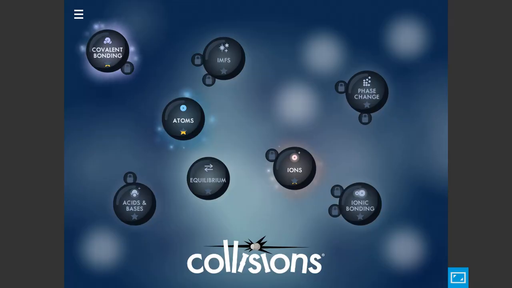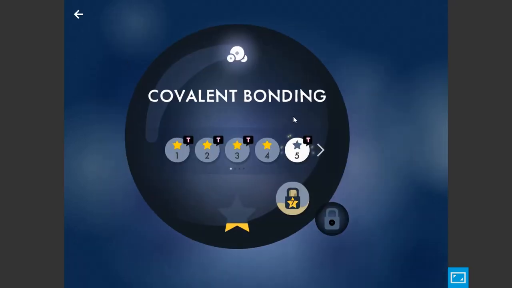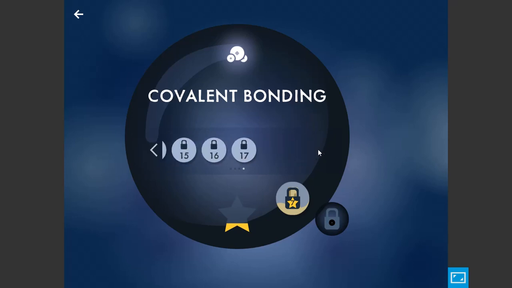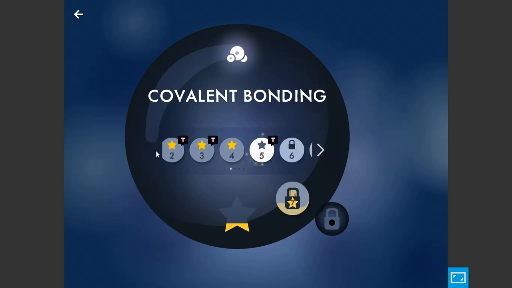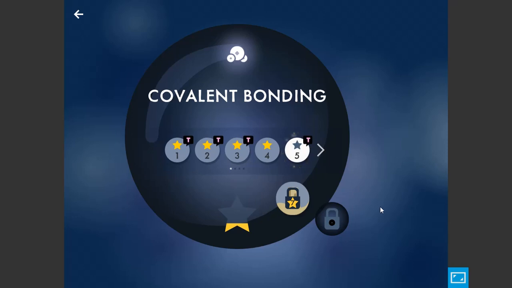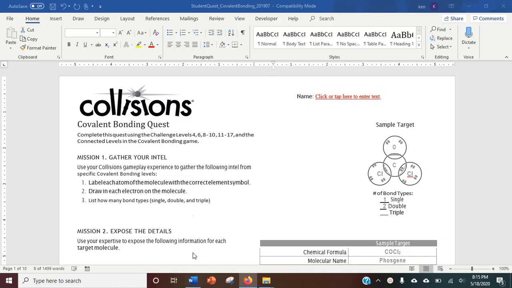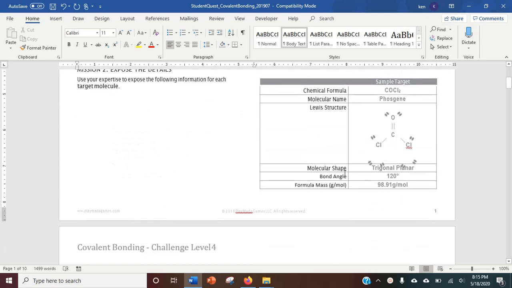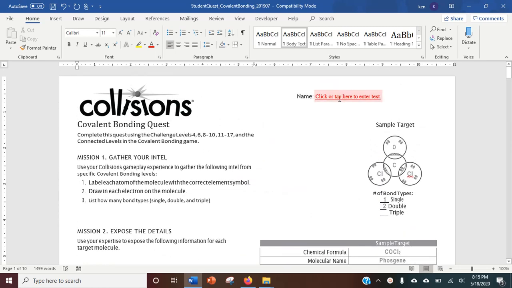Okay, so now I'm going to show you how to do the dirt lab. Very few people will have to do this lab. It's the covalent bonding one. There are 17 levels to this lab. You do not need to do all 17. So let's first download the covalent bonding worksheet. It should look like this. It's a Word document. Whenever you see these red texts, that's where you can enter your responses.